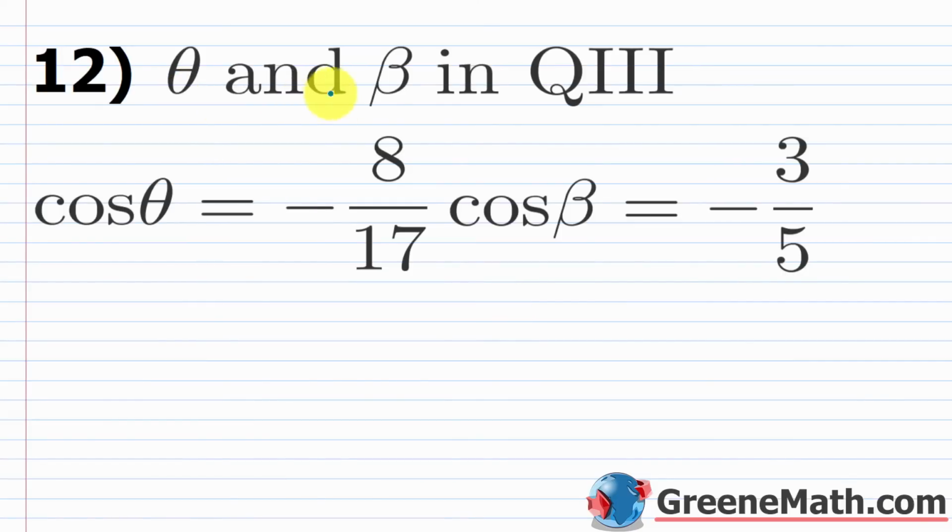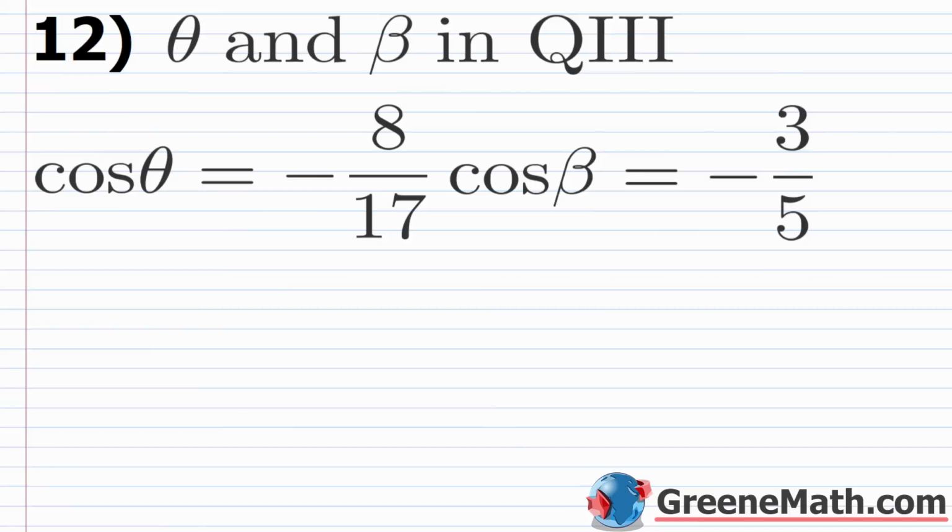All right, let's take a look at problem number 12. So we have theta and beta in quadrant 3. We're given that the cosine of theta is negative 8 over 17, and the cosine of beta is negative 3/5. Although the problem is very tedious, we have two easy scenarios because you can think about an 8, 15, 17 right triangle, and this one a 3, 4, 5.